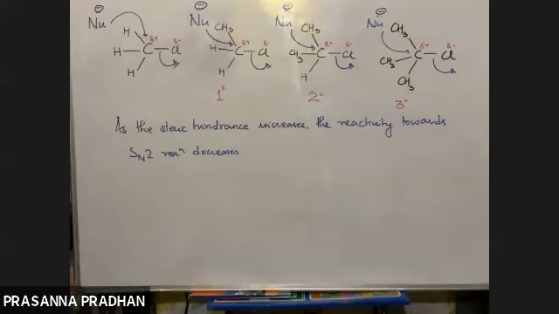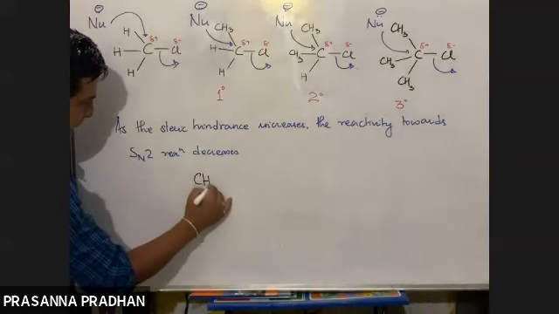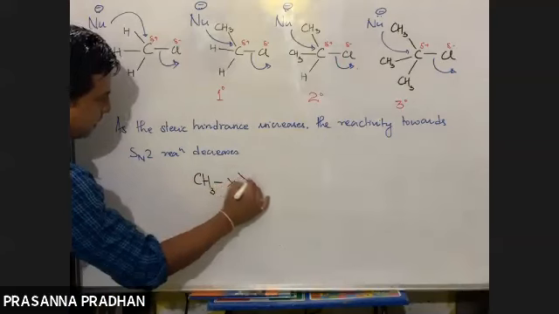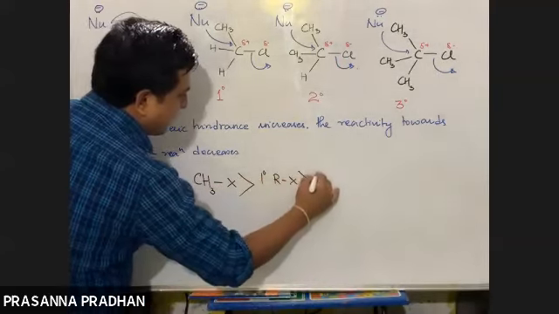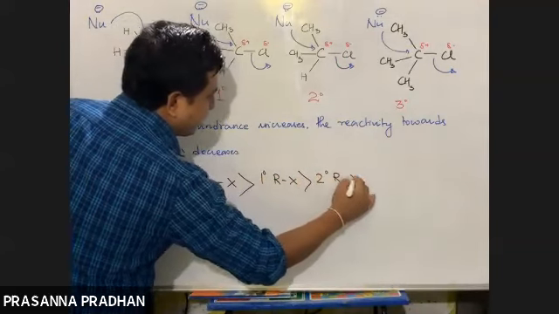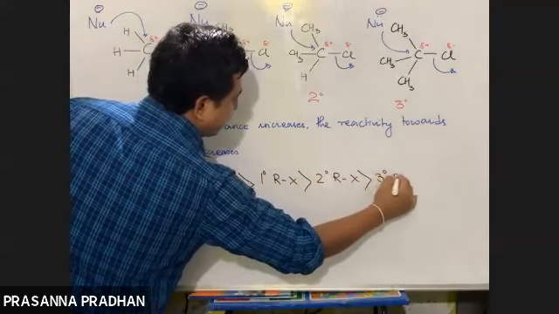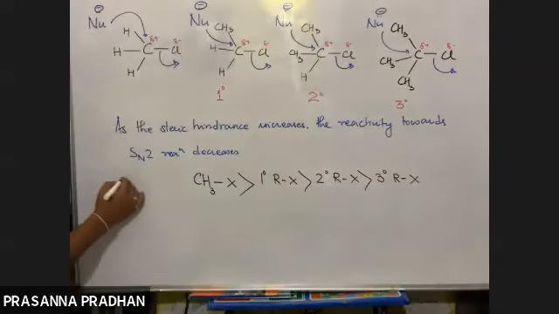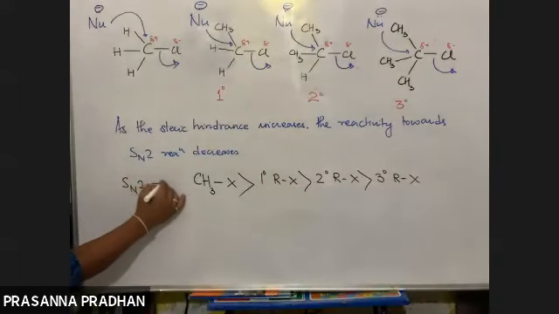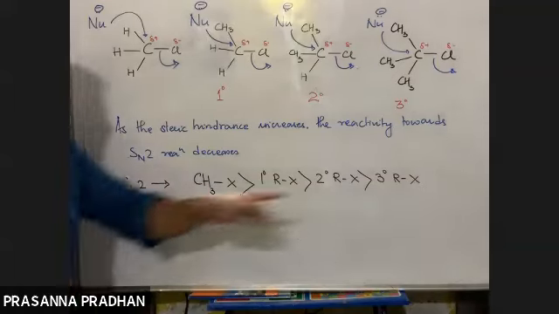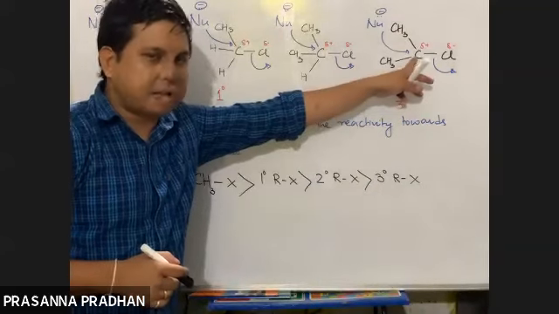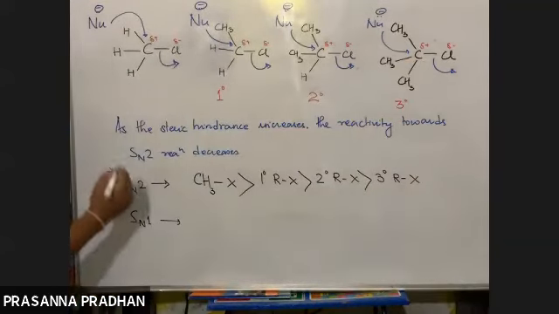So what is the order of reactivity towards the SN2 reaction then? Methyl halides are most reactive, followed by 1 degree alkyl halides, followed by 2 degree alkyl halides, followed by 3 degree alkyl halides. So this is the reactivity towards your SN2 reaction. Fine. And what was the reactivity towards the SN1 reaction? What did we discuss in the last class? 3 degree alkyl halides give a more stable 3 degree carbocation. So this alkyl halide was most reactive.